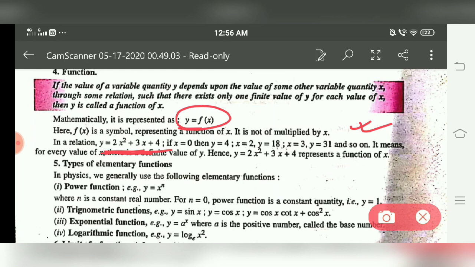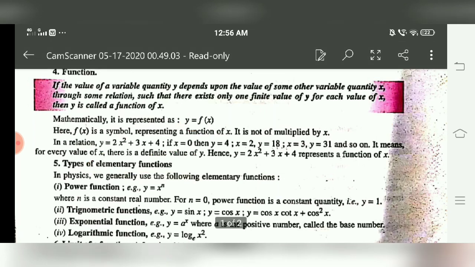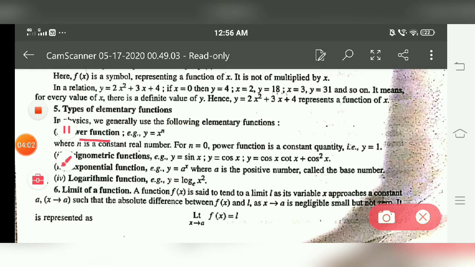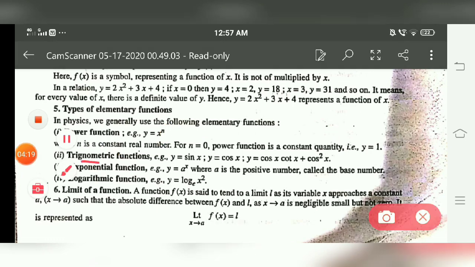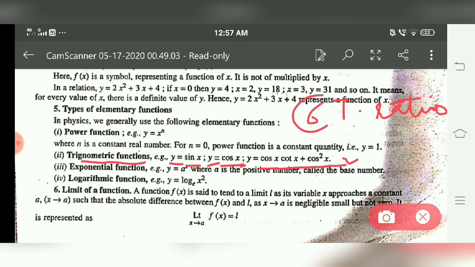Next, types of elementary or basic functions. First is power function. If x is raised to power n, where n is a constant real number, this is called power function. And if n equals 0, something raised to power 0 is always 1. Second is trigonometric function. If y is a function of sin x, cos x, cot x, it depends upon the trigonometric ratio. If it depends upon these six trigonometric ratios, then it's called trigonometric function.